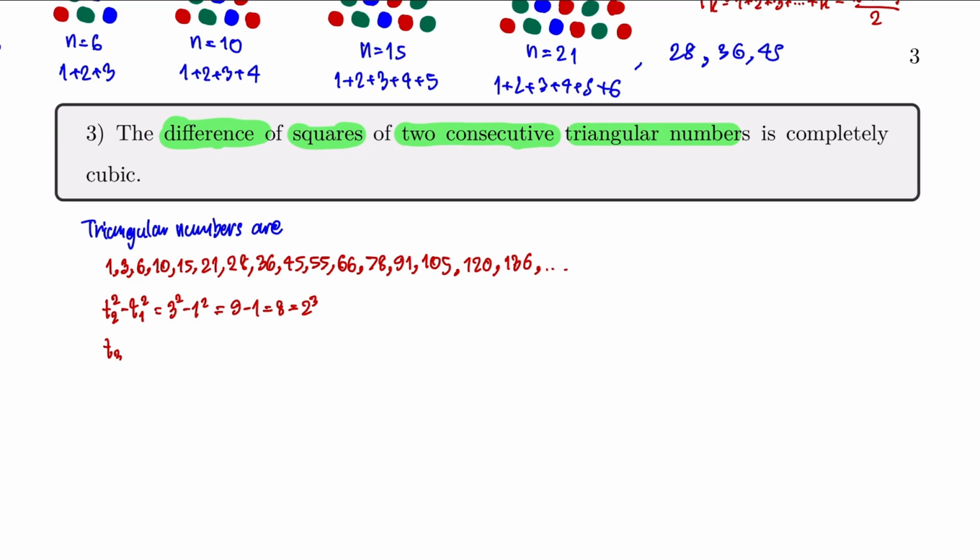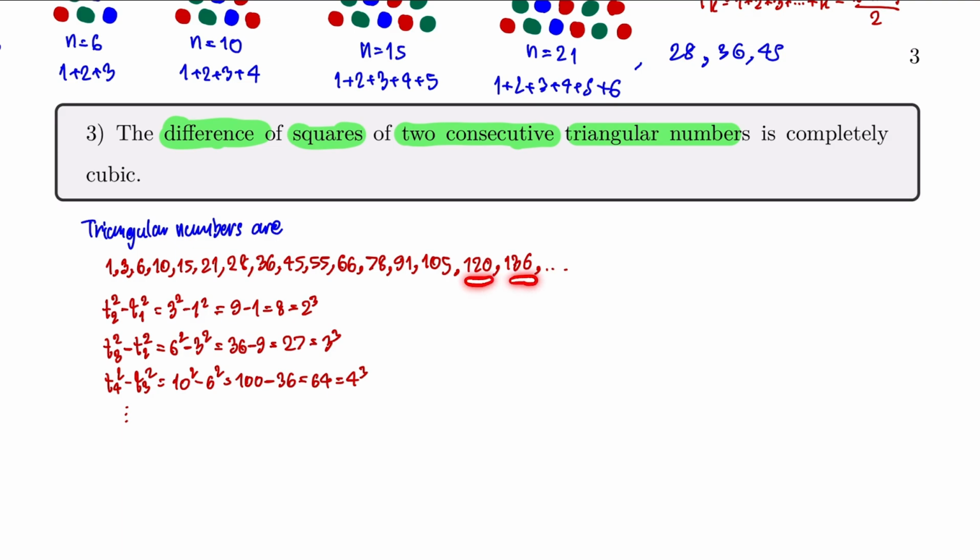Now what about the third term minus the second term? 6 squared minus 3 squared turns out to be 36 minus 9, 27. 27 is a cube. And the fourth term minus the third term is 10 squared minus 6 squared, which is 100 minus 36, 64, which is 4 cubed. Okay, this is promising.